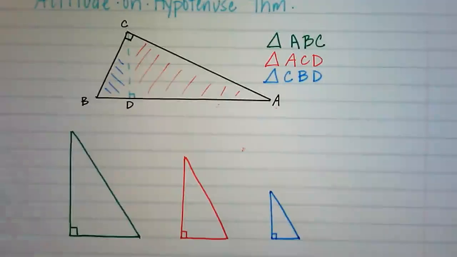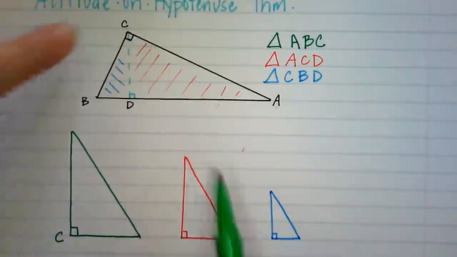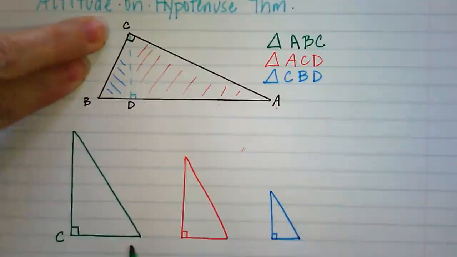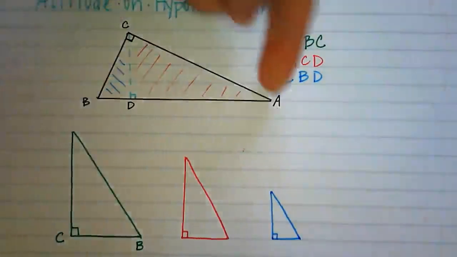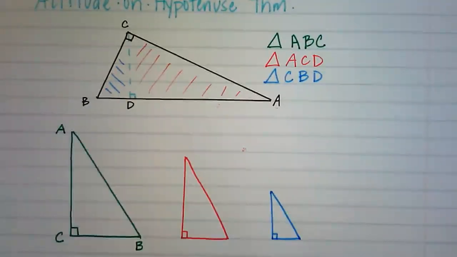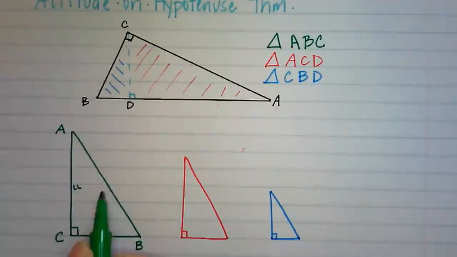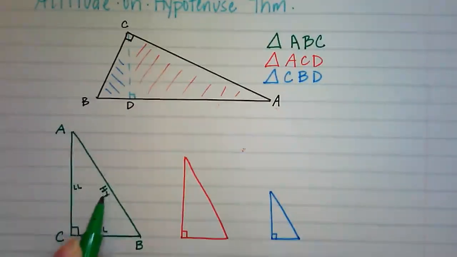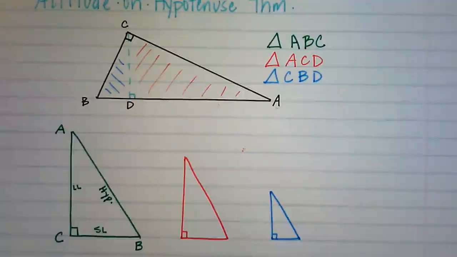All right, so Papa Bear's right angle is angle C. His short leg is CB, and his long leg is AC. Okay, so this is the short leg over here, this is the long leg, and this one over here is the hypotenuse.